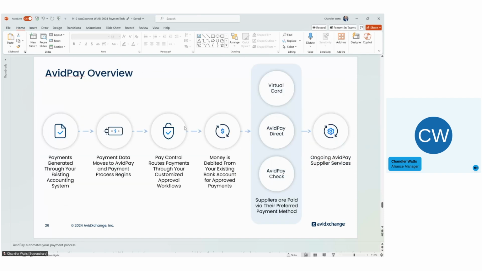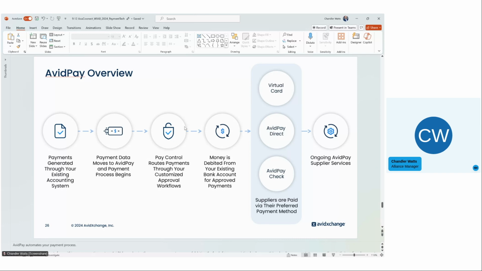Now, a little bit of AvidPay overview. So, again, payments are generated inside your ERP. Once that moves out of your ERP, we collect that payment data and it moves into AvidPay, and that's where the process is actually going to begin. So, you will have control over these payments. You'll be able to route where you would like them to go through your customized workflow. Then we use a clearing account. So once we pay out of our clearing account, and once we see that money is available in the customer's account, it's debited from that bank account and then used for approved payments.